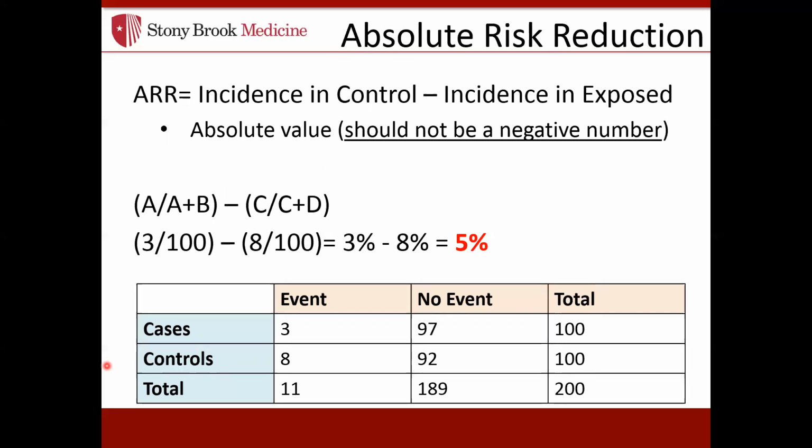Absolute risk reduction. It's the incidence in the control group minus the incidence in the exposed group. This has to be an absolute value. This is never a negative integer. So if you take a look at our example, you do 3 divided by 100 minus 8 divided by 100, you get 3% minus 8%, which is 5%. It has to be a positive value. It would not be negative 5%, it would be 5%.